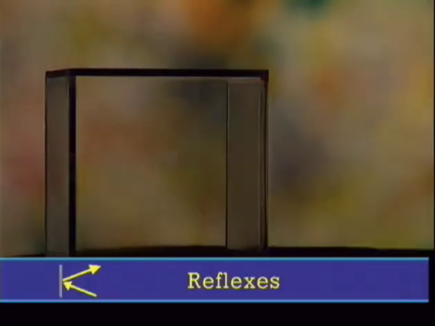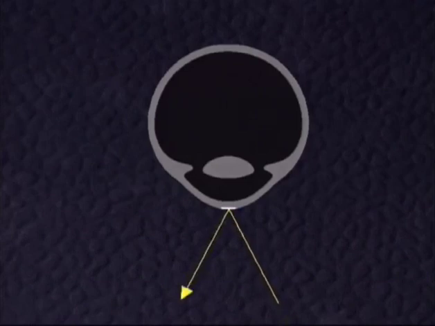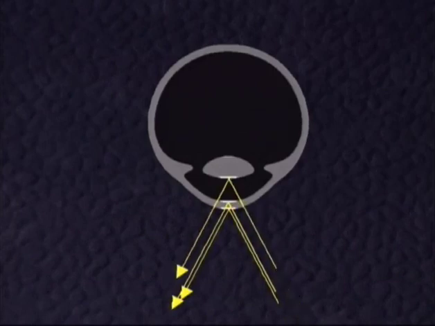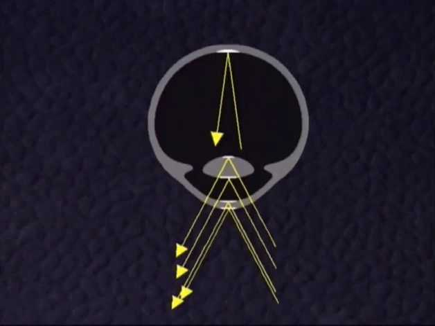Reflexes occur at surfaces between media with a different index of refraction. Where do reflexes occur in the eye? Light is reflected at the anterior and posterior surface of the cornea, at the anterior and posterior surfaces of the lenses, and at the anterior surface of the retina. These surfaces act like mirrors. The examination of these mirrors is called examination by specular reflection.